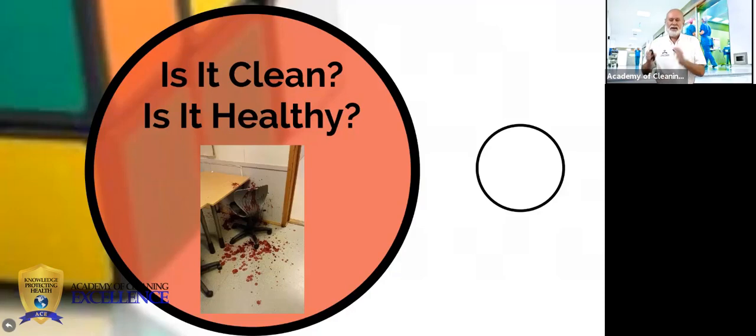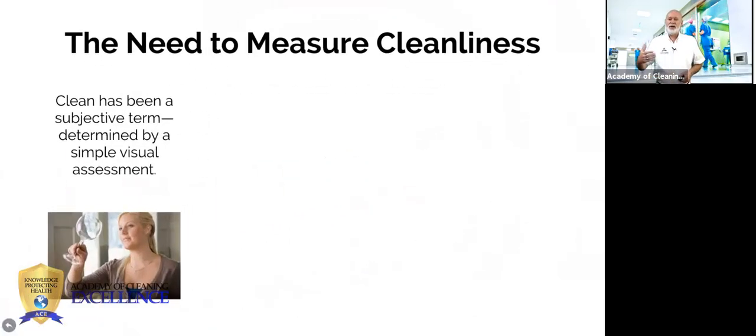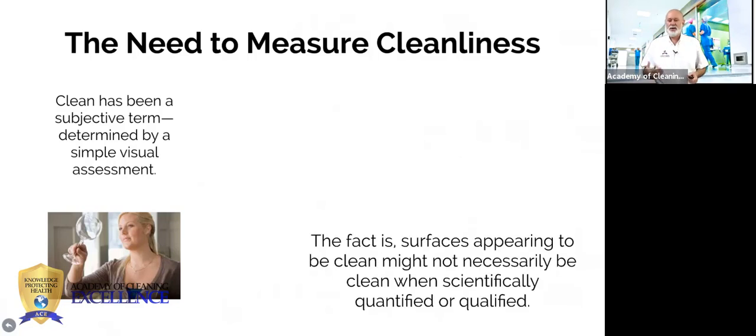Visibly clean and healthy are two different things. And I think you mentioned this before as we went through the slides. This is where we've got to be able to measure what clean is. And so here's a picture of a lady looking through a glass. Why? Because we could see the spots on the glass. We could see dust on it. That's our visual inspection. But when it comes to it, whether that surface is actually healthy is not the same as if it's clean.